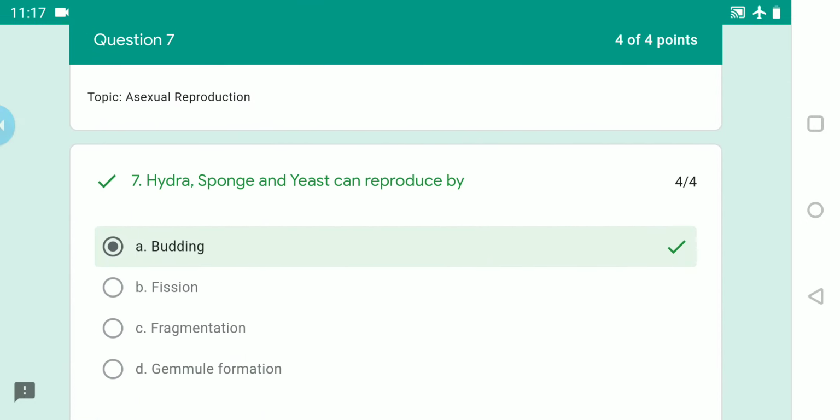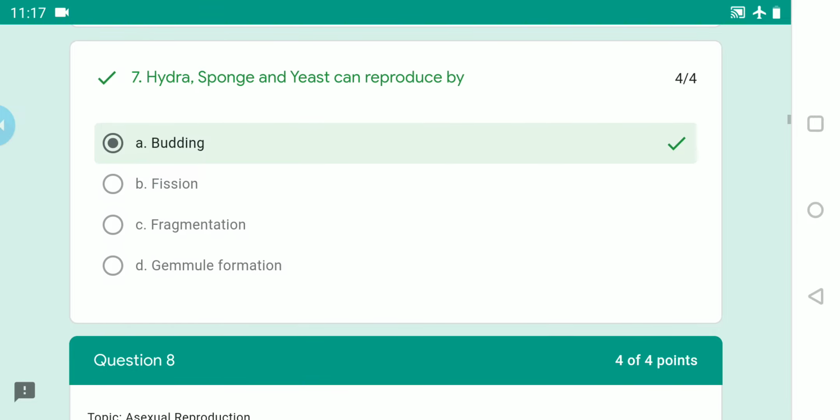The next question. Hydra, sponge and yeast can reproduce by budding, isn't it? What is the meaning of budding? Budding is a form of asexual reproduction in which a new organism develops from an outgrowth or bud due to cell division at one particular site. We can see this in hydra, sponge and yeast. Which is the right answer? Option A, budding, is the right answer.